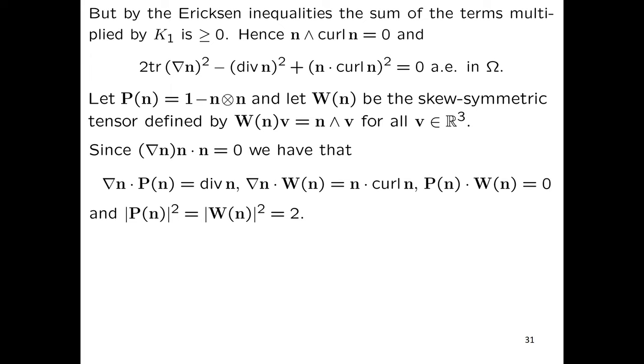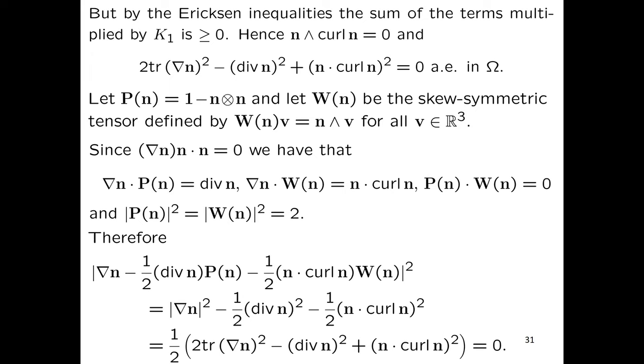And now let P be this projection and let W(n) be a skew symmetric matrix defined by W(n)v is n cross v for all v in R3. Now n is a unit vector, so the gradient of n times n dotted with n is zero. That's using the fact that n_i n_i,j is zero.